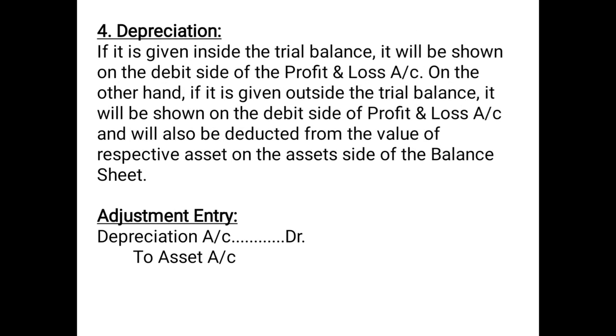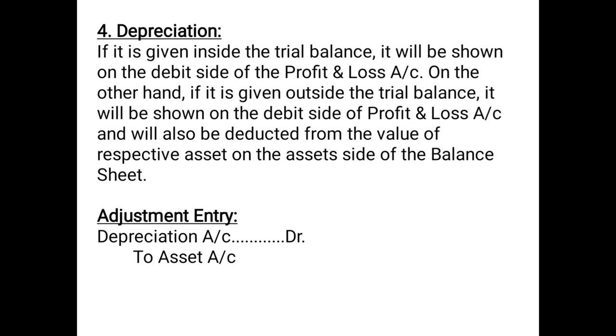Moving ahead, the depreciation. If you remember, what is the meaning of depreciation? Depreciation is the reduction in the value of fixed tangible asset. It is a loss for the business, and therefore generally it is shown on the debit side of the profit and loss account. So if the depreciation is given inside the trial balance, that means it has already been adjusted and it will be shown only at one place, that is on the debit side of the profit and loss account. On the other hand, if it is given outside the trial balance, then it will be shown at two places.